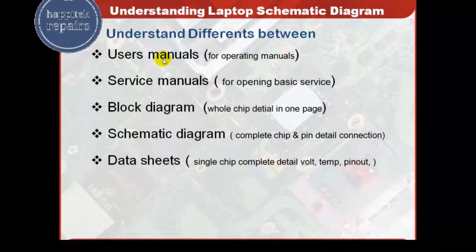User's manual is how to use a motherboard, how to use the laptop, how to use the mobile. And one more thing is a data sheet, which is a single chip's complete detail with the voltage, temperature, pinout, what is inside the IC, what is the function. So data sheet, then schematic, then block diagram, service manual and user's manual. First we have to understand the difference.